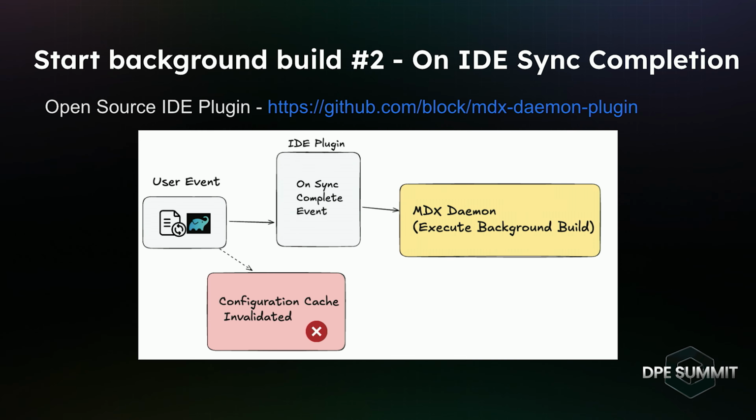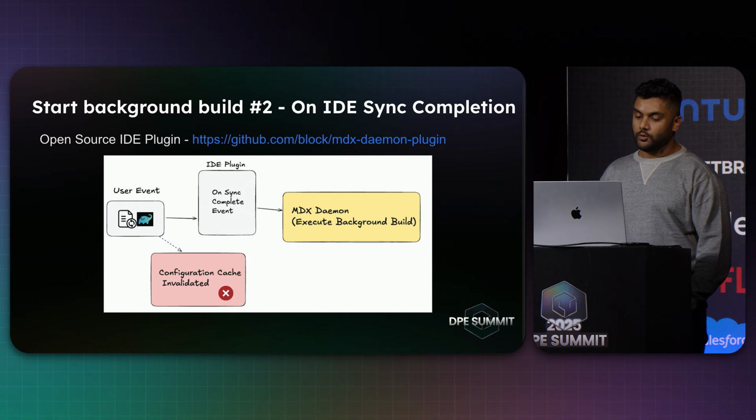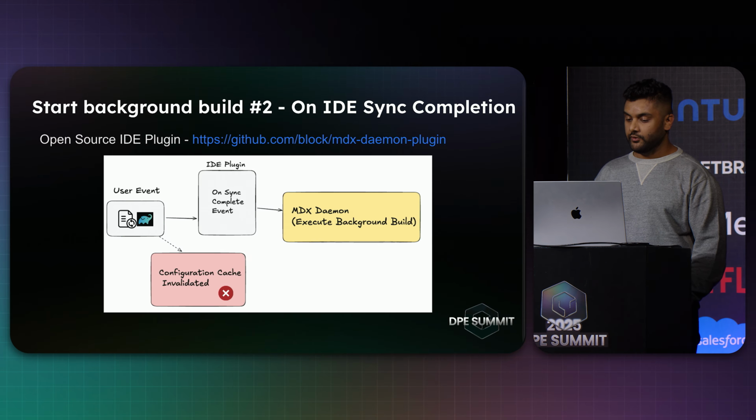To start a background build in response to a build script update, which is usually followed by an IDE sync, we have developed a custom IDE plugin to hook into the IDE's sync events. When the sync complete event is invoked, we know that the sync has successfully finished, and then call the MDX daemon to start a background build.